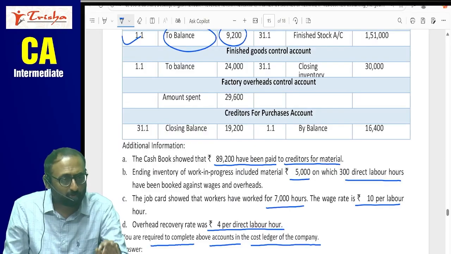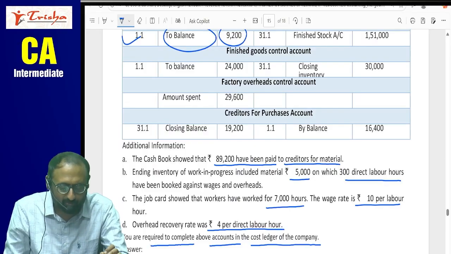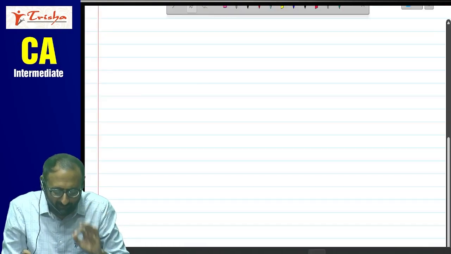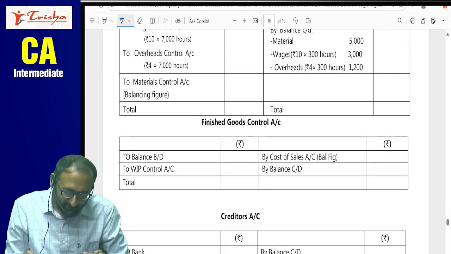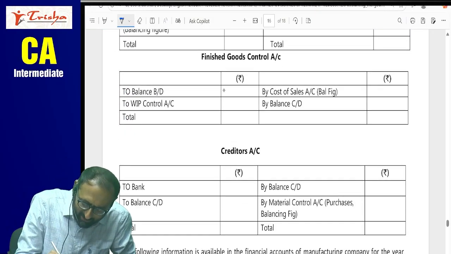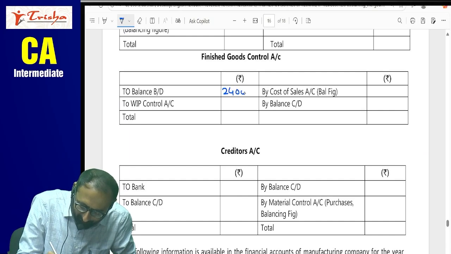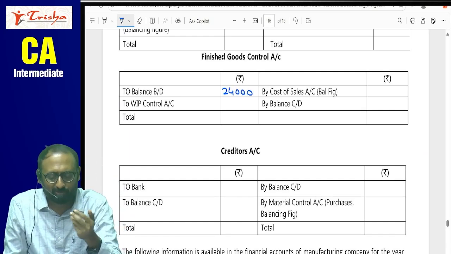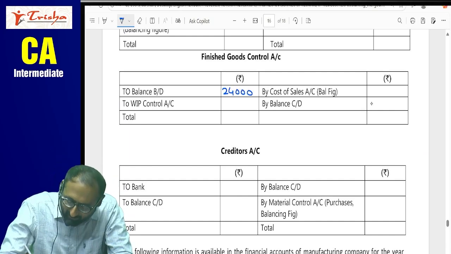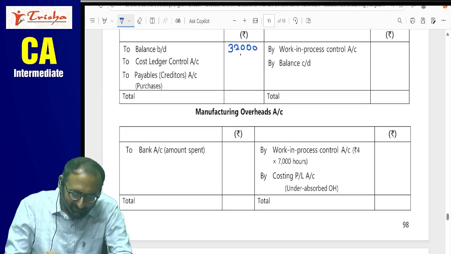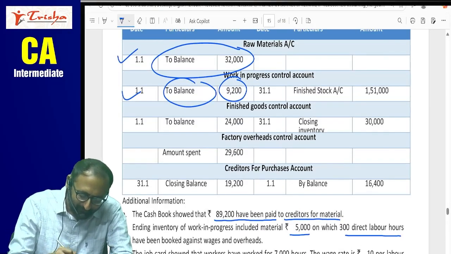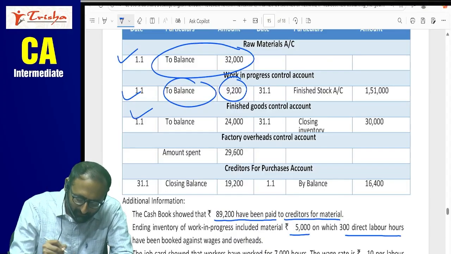In the finished goods account, opening balance is given as 24,000 and closing balance as 30,000. So I will go to that finished goods account. In that account, the opening balance, how much is it? 24,000. And how much is the closing balance? The closing balance will be written on the credit side. Is it 30,000? Done, sir. After that, let's go to the next account. Finished goods account is completed.